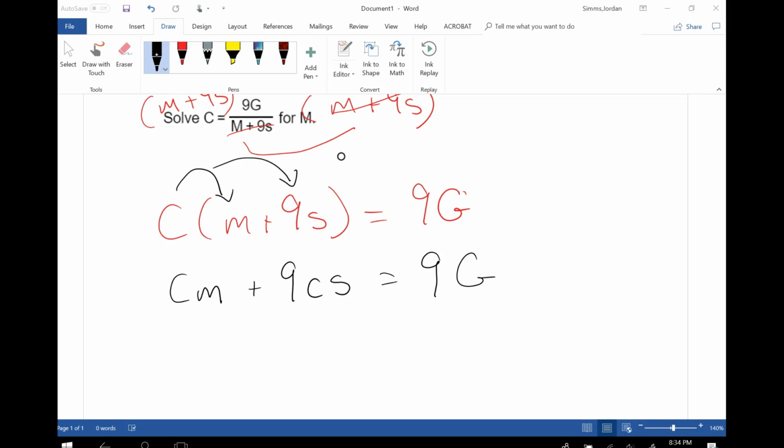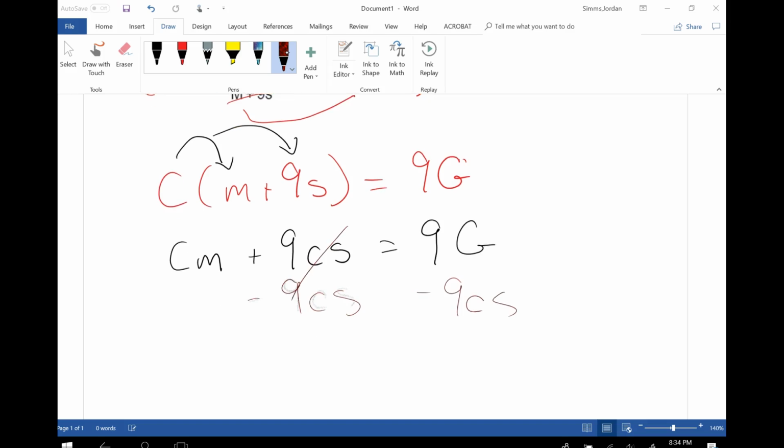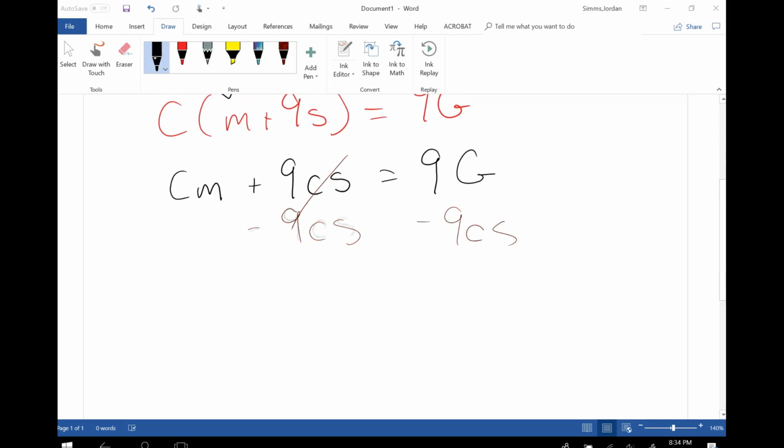And that equals 9g. So now what we can do, let me get another color. We're going to remove this other term right here from the left-hand side. So I'm just going to now subtract 9cs. Oh, that's a terrible color. Sorry, buddy. I'm going to subtract 9cs from both sides, like so. So that's gone. And now we are left with cm is going to equal 9g minus 9cs.